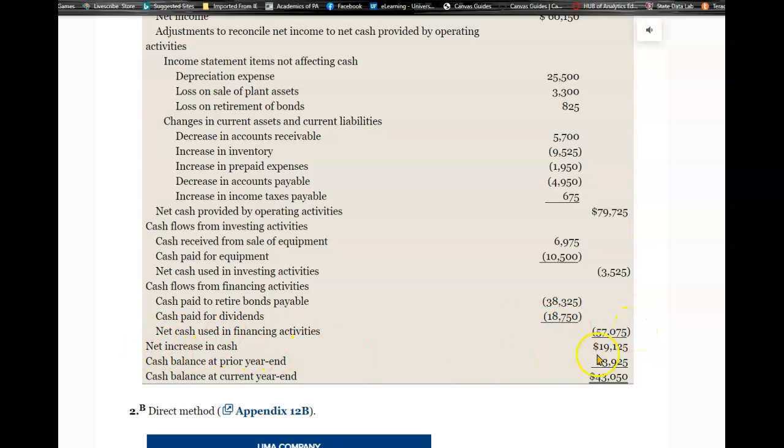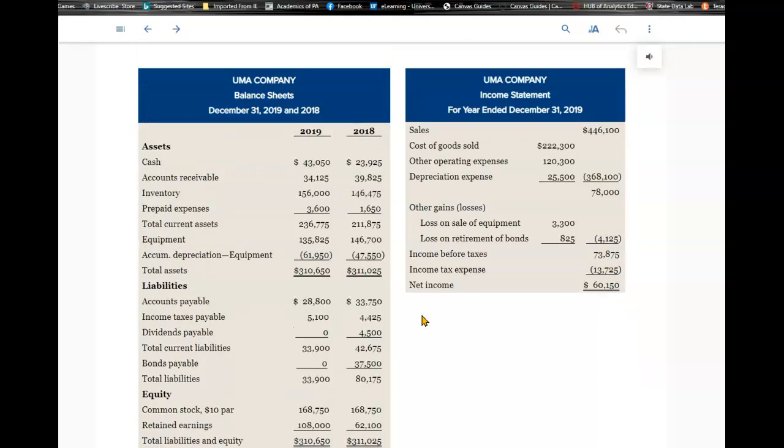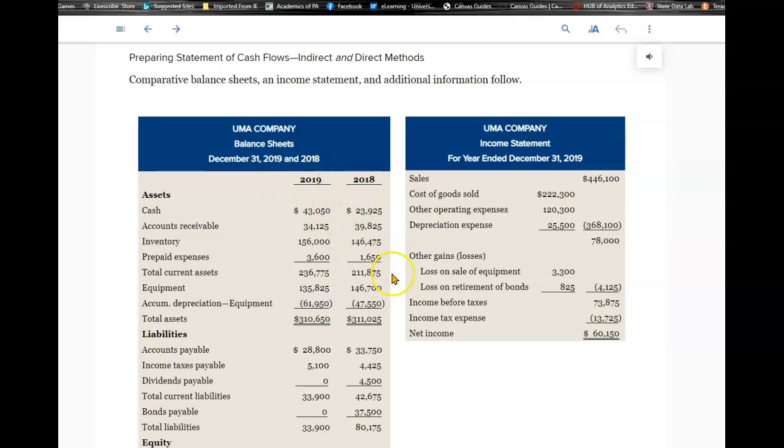So what was our net increase in cash? It was $19,125. That's the net cash provided by operating activities minus the net cash used in investing activities minus the net cash used in financing activities. Okay, the cash balance at the end of the prior year was $23,925. So to that we add the positive net increase in cash of $19,125, and we come up with a cash balance at the current year end of $43,050. And of course, if you come up to the balance sheet, you're going to see that that is in fact what our cash balance is. So those numbers should tie together.